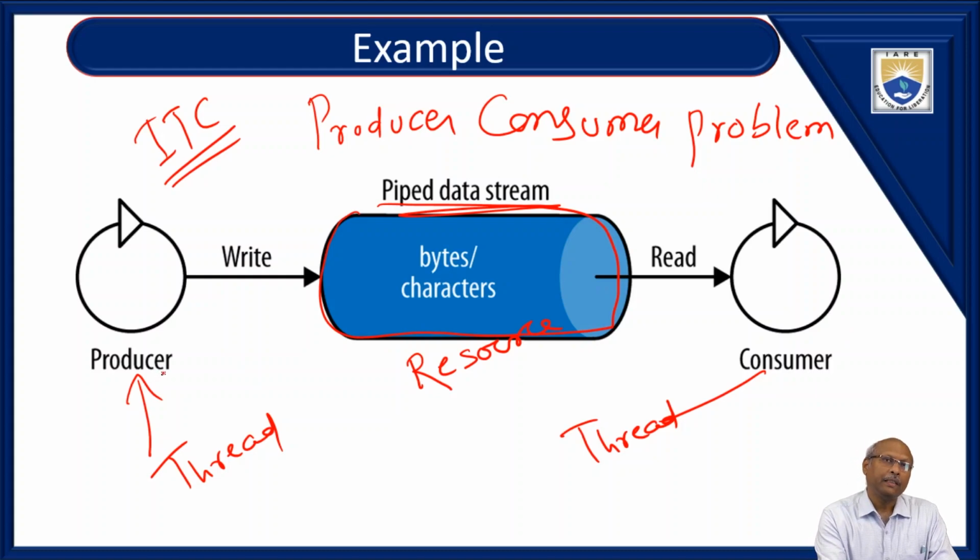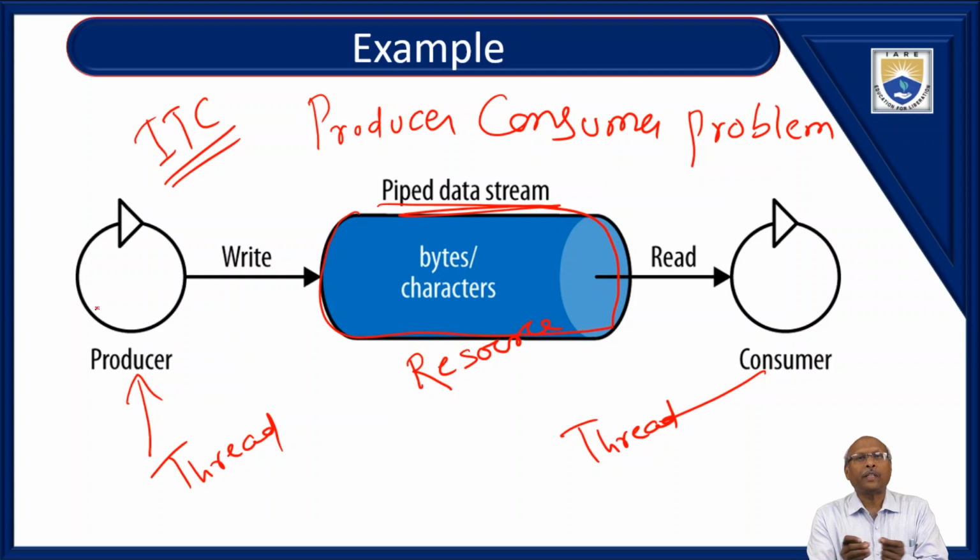Here, the producer is producing something, that means writing something, to where? Into the piped data stream. Whenever this one is writing, the consumer thread, that means the reader thread, has to wait. This is the writer thread, this is the reader thread. The consumer thread cannot read until the producer writes. So it will keep on waiting until the thread writes. Or the producer cannot overwrite multiple lines until the consumer reads.